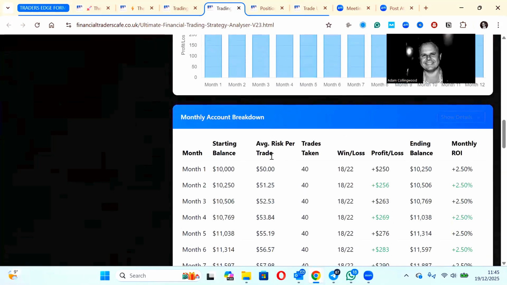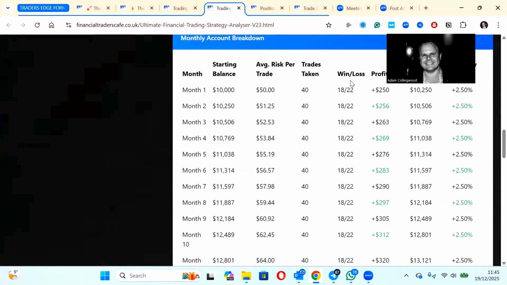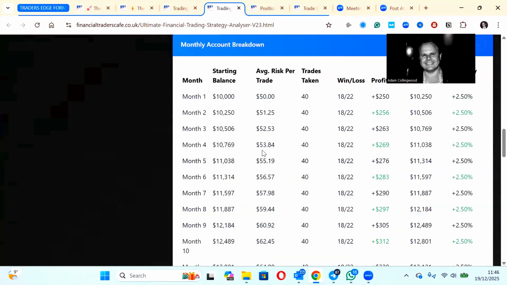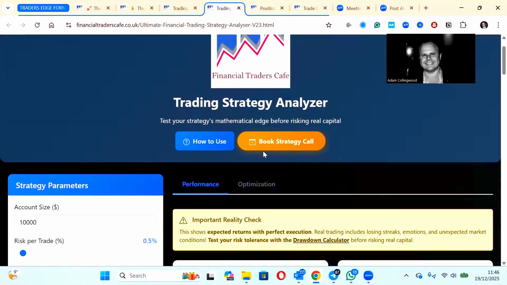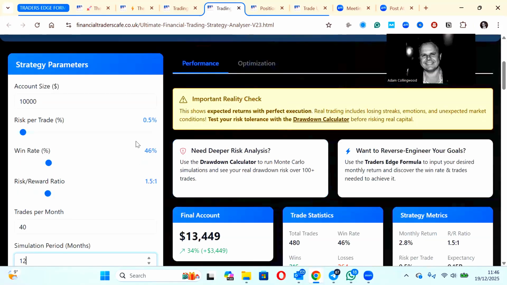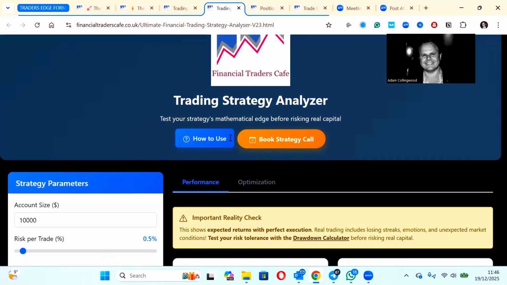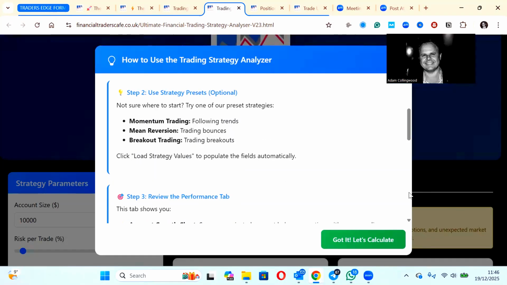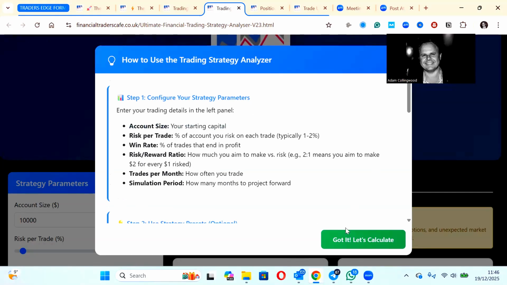You can also look at the monthly breakdown of everything. So wins, losses, and so on. So it's got all of the information. I have thought of everything. Okay, absolutely everything. So you can see how to use this as well, how to use Trading Strategy Analyzer, risk tolerance, review the performance tabs.